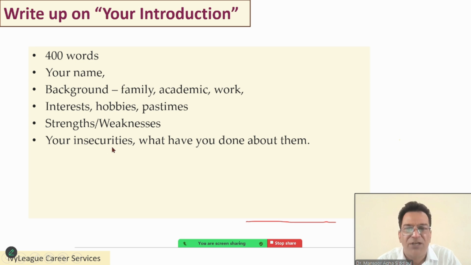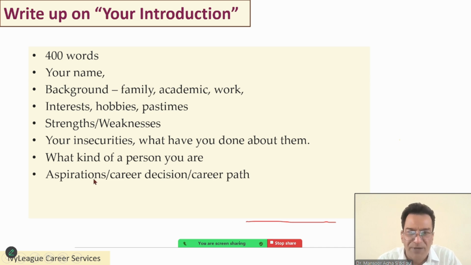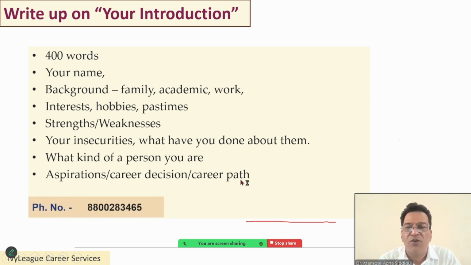You can talk about your insecurities. What have you done about them? What kind of a person you are? What are your aspirations in life? What are the career decisions that you've taken so far? What is the career path that you're thinking about for your own self? I want you to take a blank page, write about 400 words about your own self. You have a total of 7 minutes only to write this, then take a photograph of that and send it to me at this particular number.